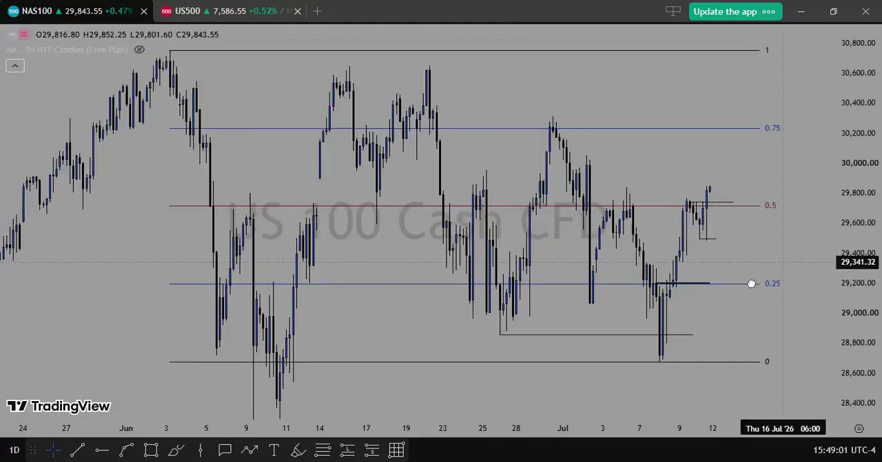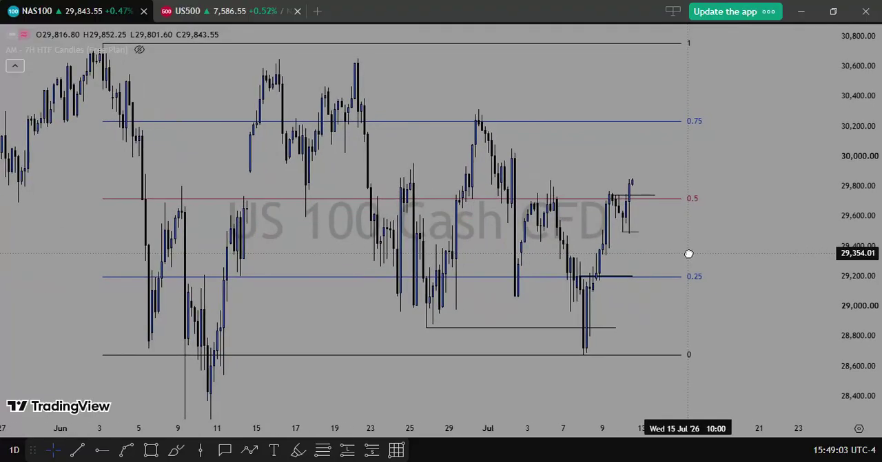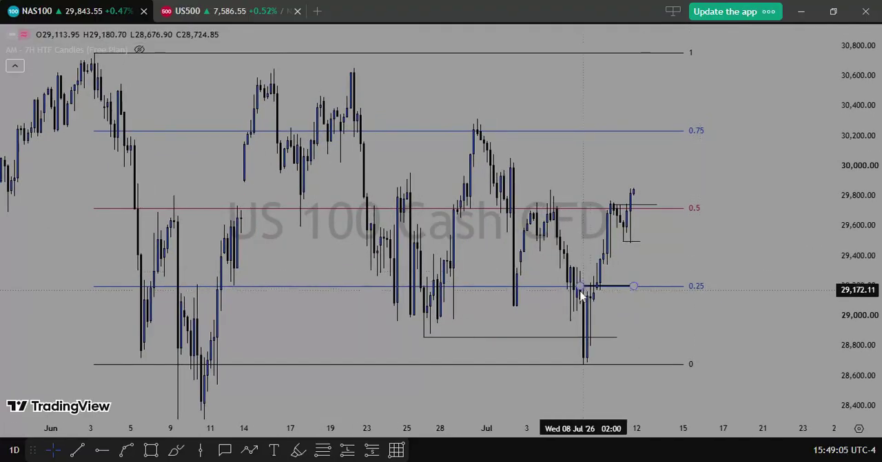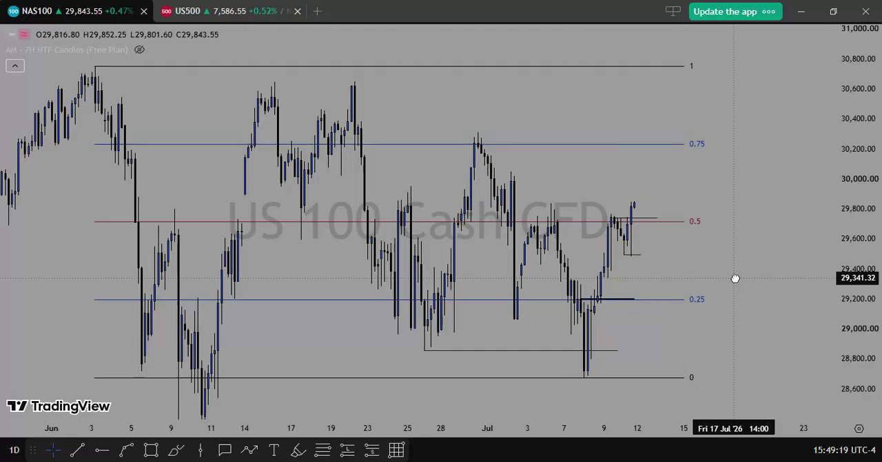Here is all about adding confluence. We can see the last series of down close candles, we had that sweep, and we had that close above. Look at that series of down close candles, that order block, the opening price in line with the 25% dealing range level. That is what I love to see.